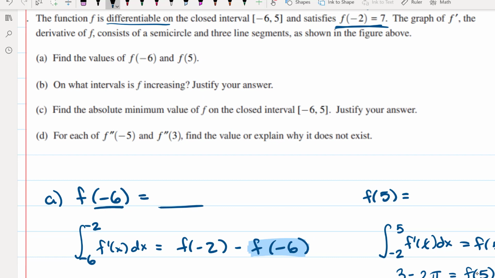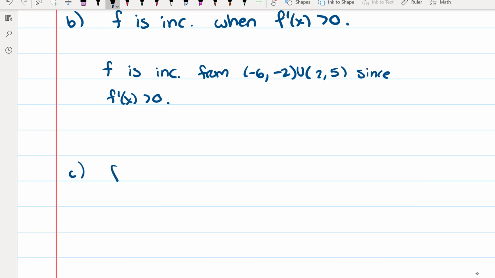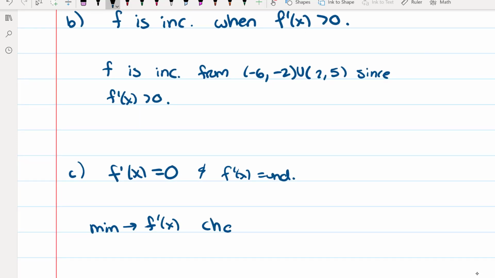Part C, find the absolute minimum value of f on the closed interval -6 to 5. So absolute min, we're going to look at setting that derivative equal to 0. So you want to set f prime of x equal to 0. And not only that, we want to find out where it's also undefined, but really we're not going to have that. We only need to look at certain places. So you have a min when f prime of x changes from negative to positive only. And the endpoints, right? You could have it at the endpoint.